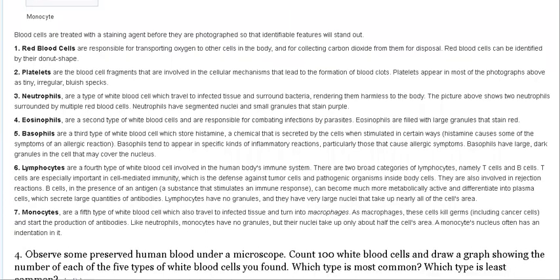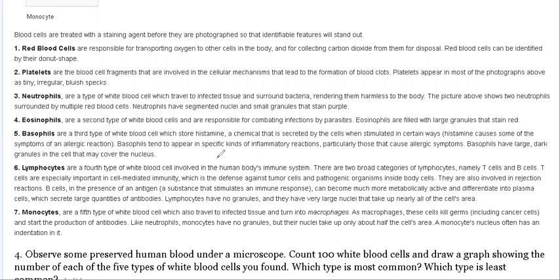Thrombocytes are platelets. Okay. Lymphocytes are the fourth type of white blood cell involved in the human body's immune system. There are two broad categories of lymphocytes, namely T cells and B cells. T cells are essentially important in cell-mediated immunity, which is the defense against tumor cells and pathogenic organisms inside body cells. They are also involved in rejection reactions.